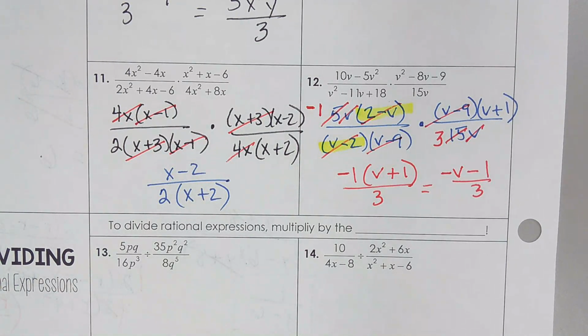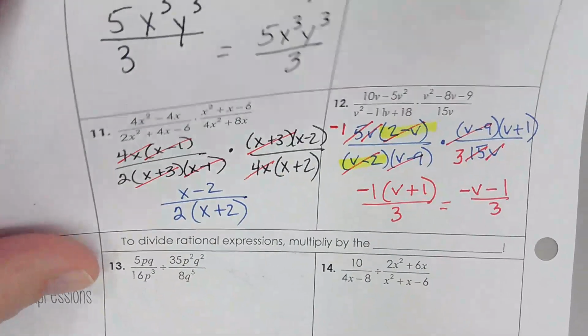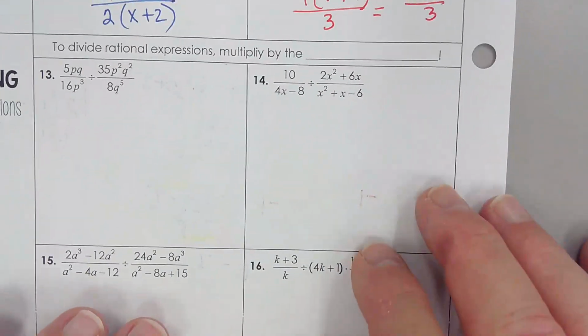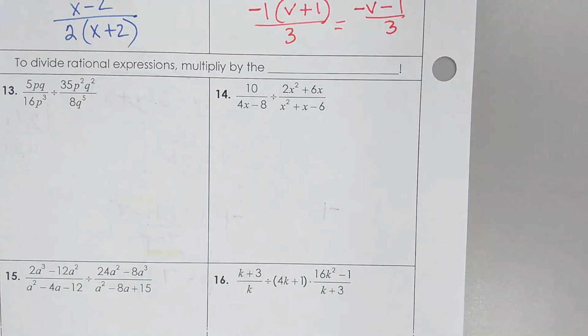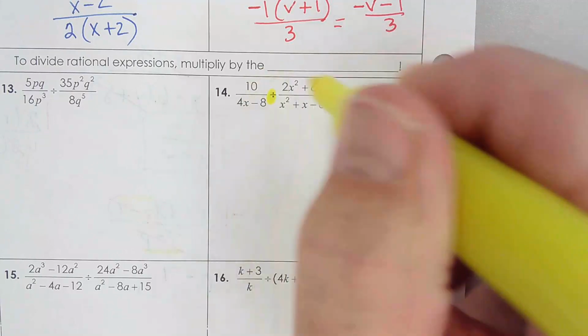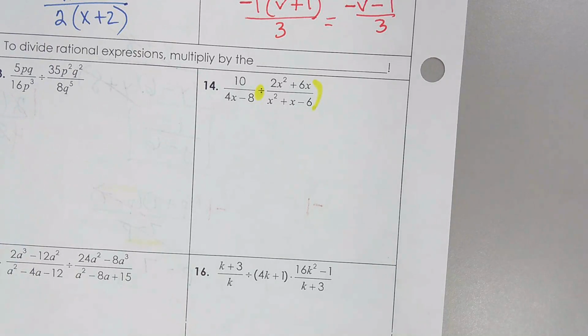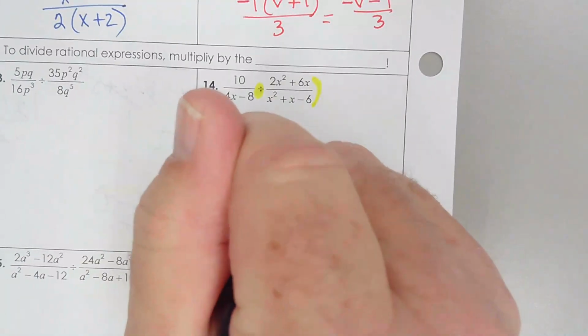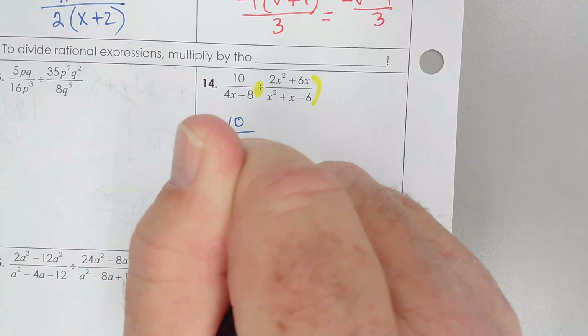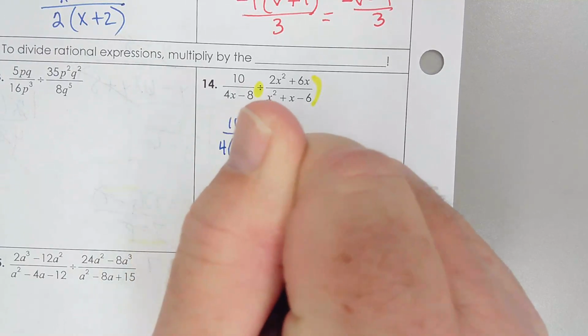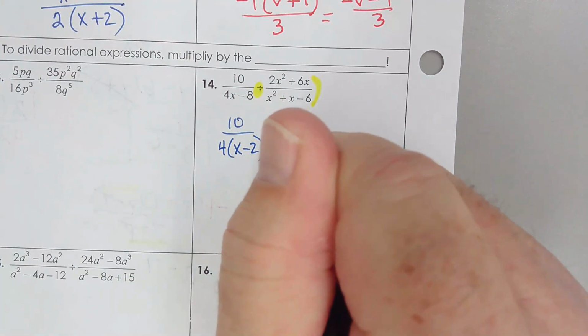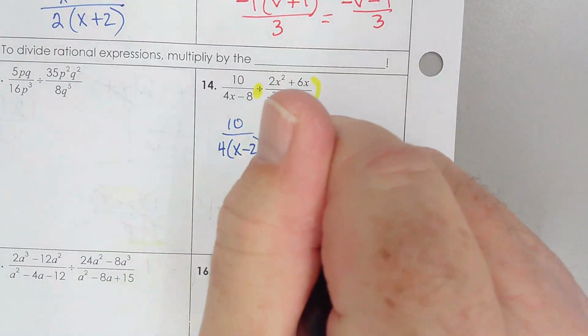Now, division is just as easy. There's only one thing you have to do. Why don't we look at number 14? In number 14, we need to go ahead and factor, but also remember, you've got to flip the divisor. This one, the divisor, the second one, the one that comes after the division sign. So I'm going to go ahead and factor the best that I can here, but I'm going to multiply by the reciprocal. I'm going to flip it.